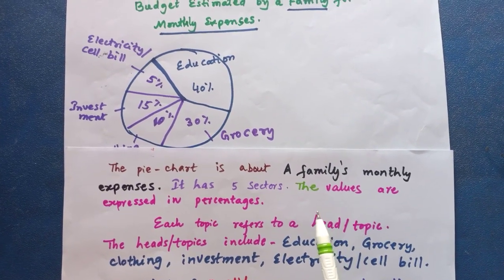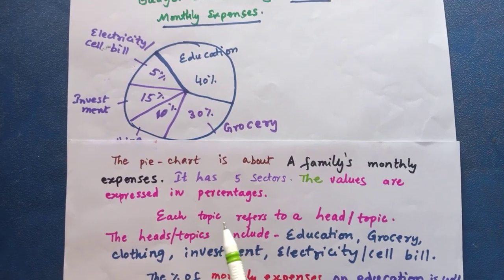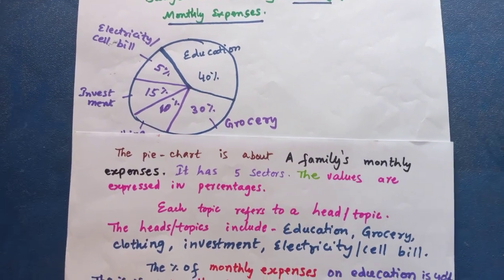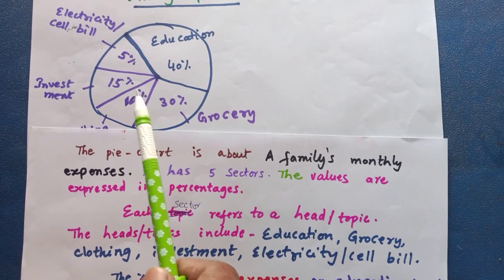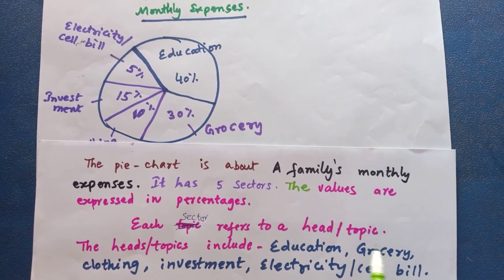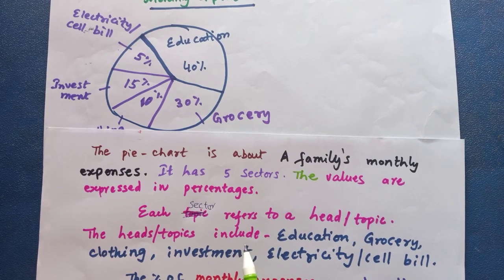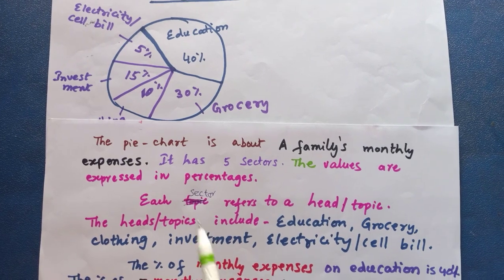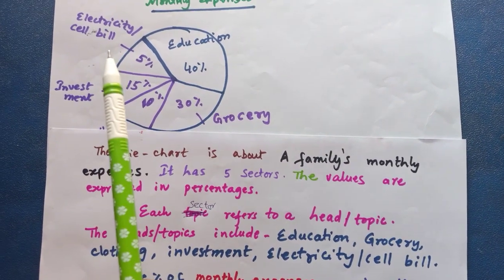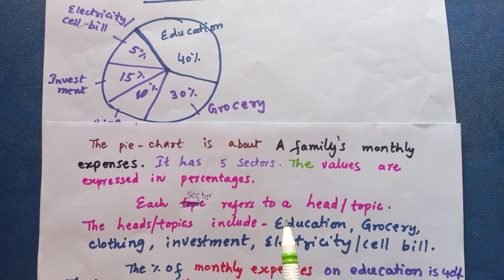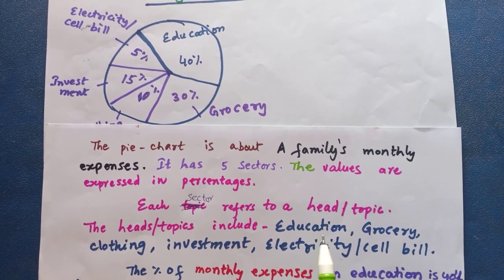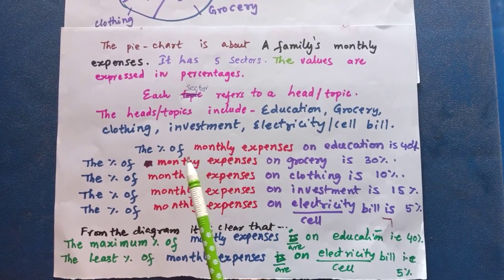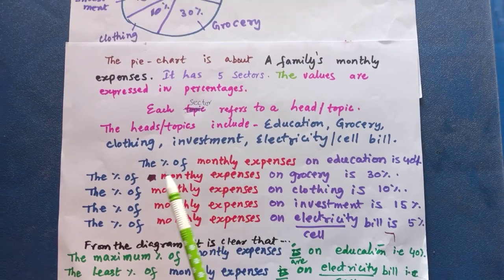And next, writing the names of topics. Each topic or each sector refers to a head or topic, and the heads or topics include education, grocery, and next clothing, next investment, and then electricity or cell bill. So this is the second part, just writing the topic names. Next part, just writing the values of each topic.